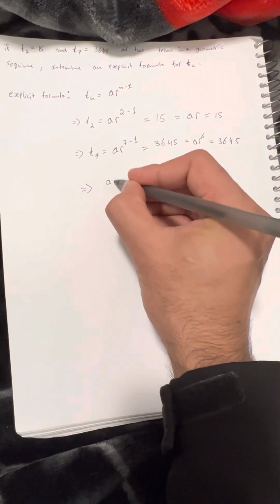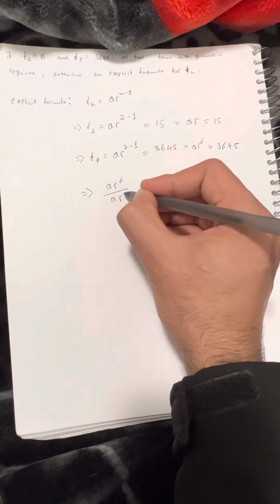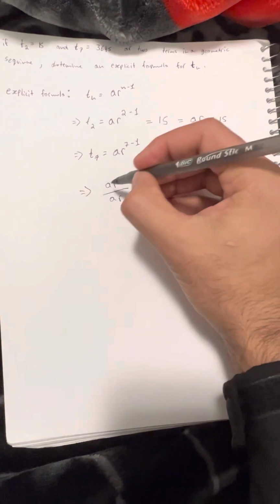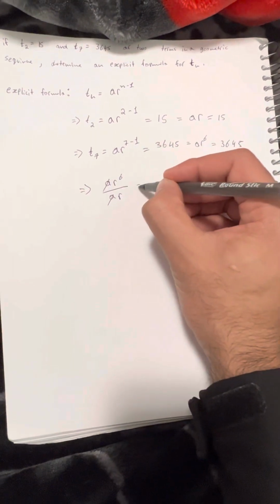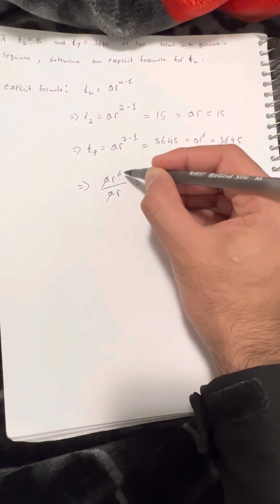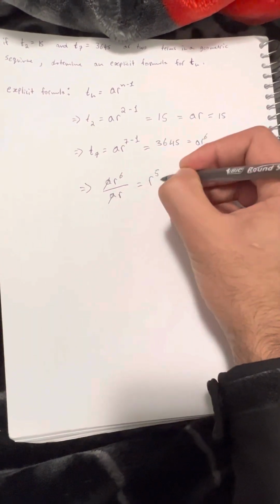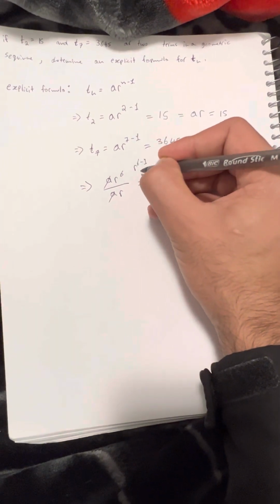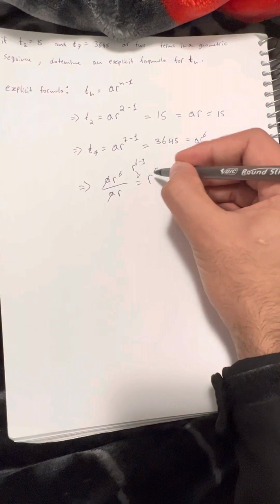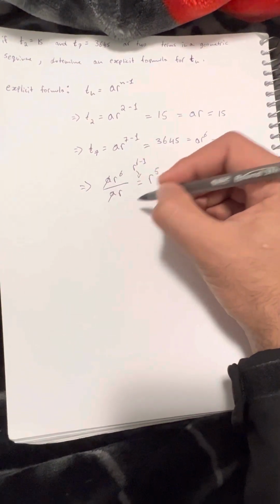So we get AR to the 6 over AR to the power of 1. The A's are going to cancel and the R's are going to subtract. So it becomes R to the power of 5, because this is an invisible 1. The subtraction rule is that this becomes R to the 6 minus 1, and you get R to the 5. You subtract the exponents if they have the same base, which is R in this case.